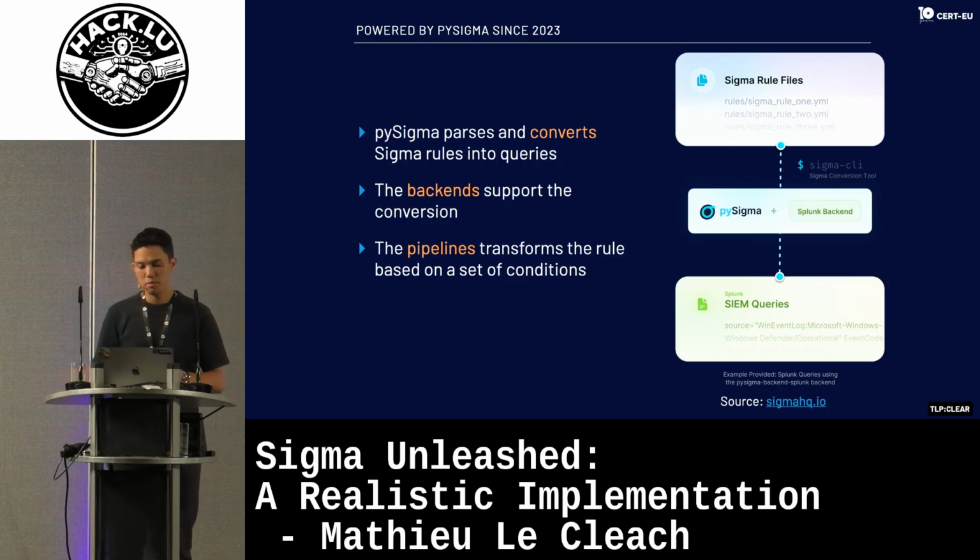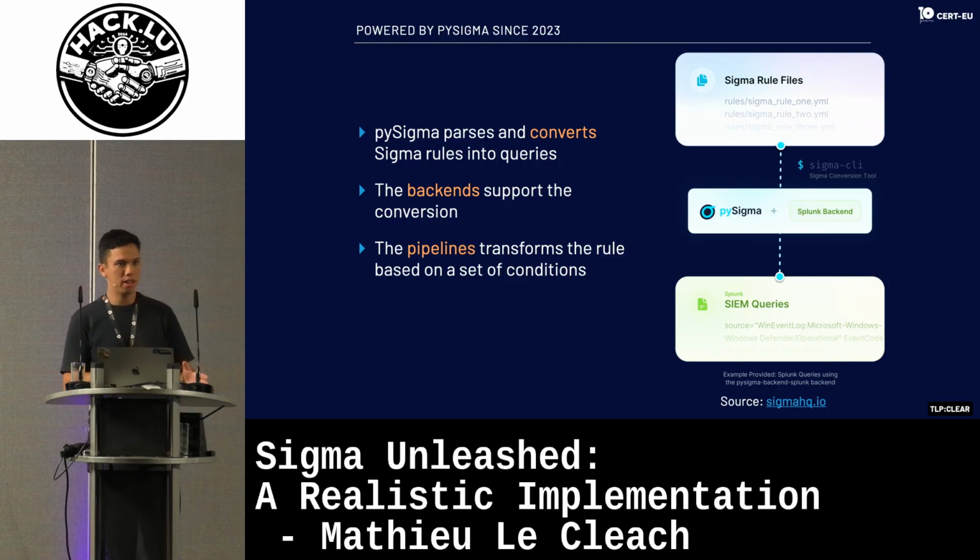So pySigma introduced the concept of the backend and the pipeline. You need to see the backend as a driver to transform your Sigma rule to the destination platform. And the pipelines are the transformations that you will apply for your environment, so the rule can be converted to a search that matches your production environment.